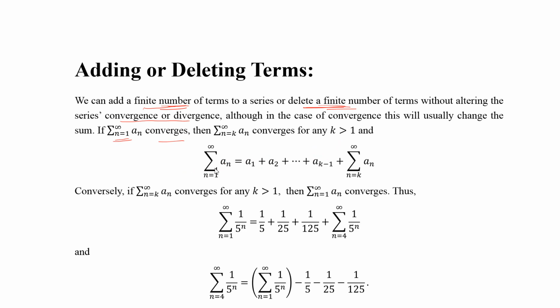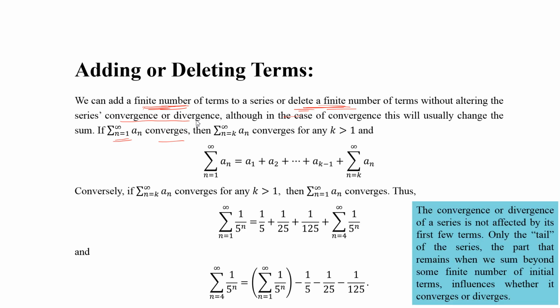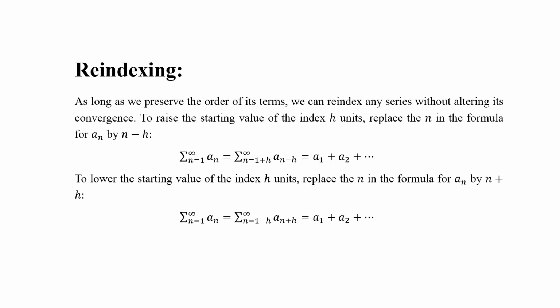So we can add or delete. So the moral of the story: we can add or delete a finite number of terms without altering the convergence or divergence of the series. So here is a note. The convergence and divergence of the series is not affected by its first few terms; only the tail of the series, the part that remains when we sum beyond some finite number of initial terms, influences whether it converges or diverges. That is why deletion or addition of a finite number of terms does not affect the convergence and divergence of the series.